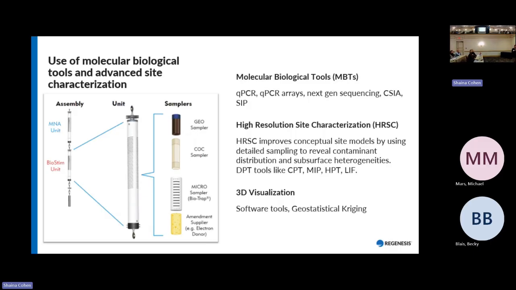And then lastly here, there's various software tools as well that can potentially be employed when you do have some of these data gaps, to help smooth things out a little bit, like geospatial rigging and things like that. So just other things that can be employed to help us get a better understanding of the site.